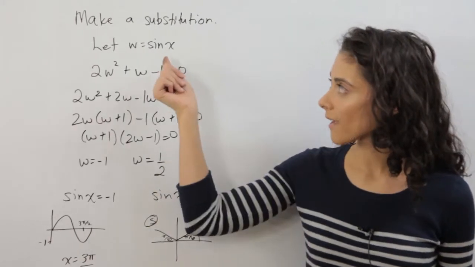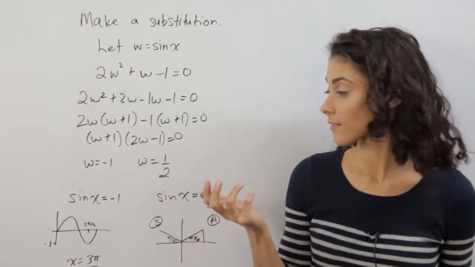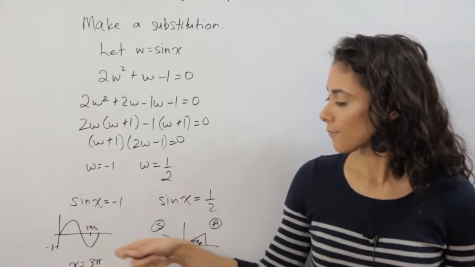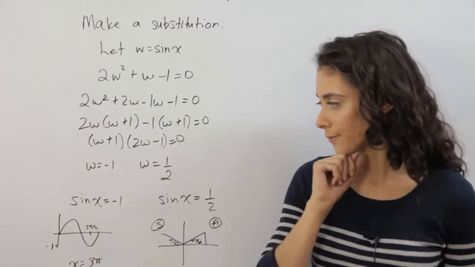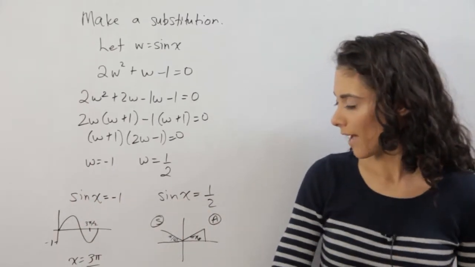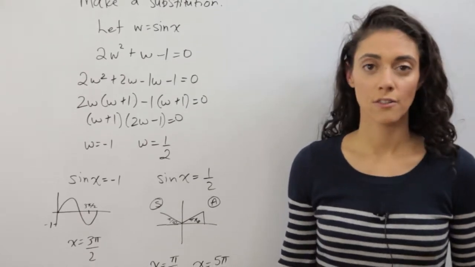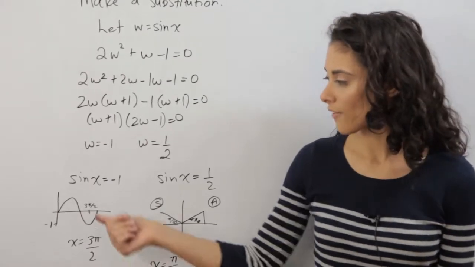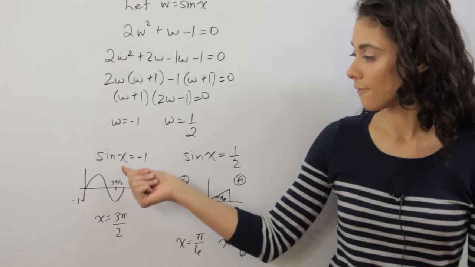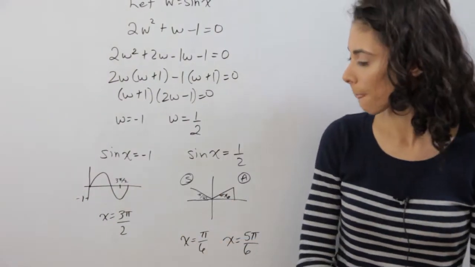We need to go back and replace the w with the sine of x. w does not equal -1. We want sine x equals -1 and sine x equals 1/2. Now it's simplified to a linear trigonometric equation. You have to ask yourself, sine of what angle is -1?